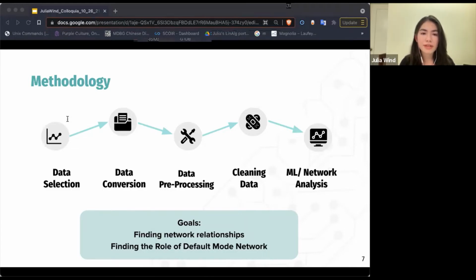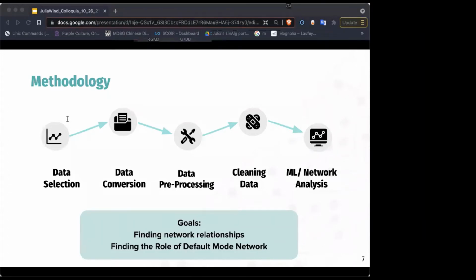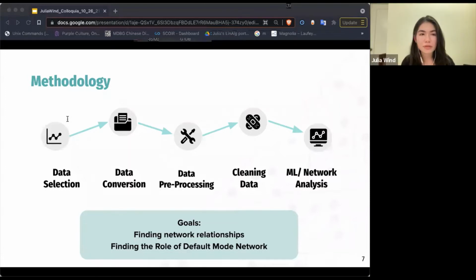We hope to find the relationship between different networks of the brain, particularly auditory, visual, and memory networks. We also aim to examine the role of the default mode network in accurately guessing the genre of a music clip without audio.